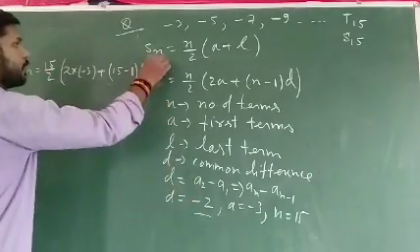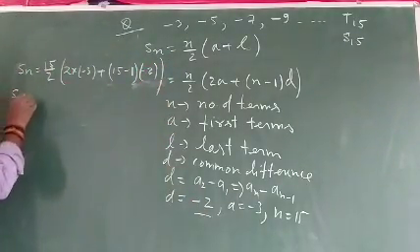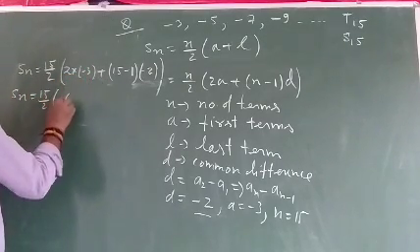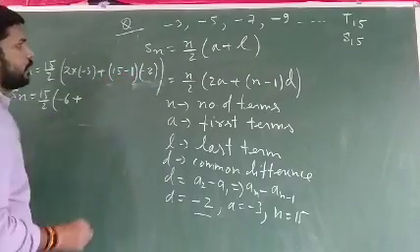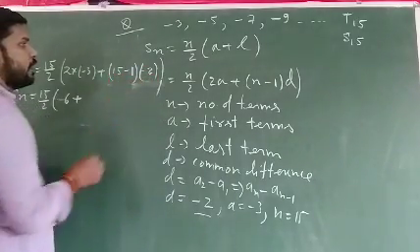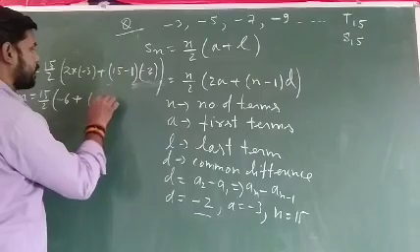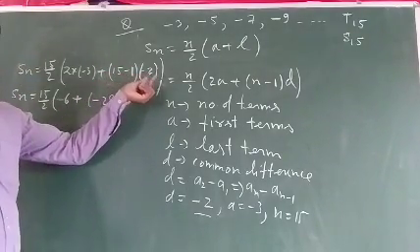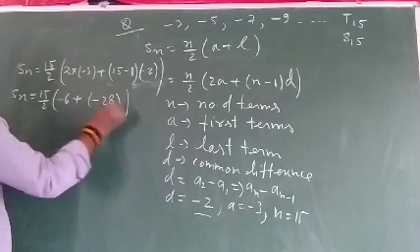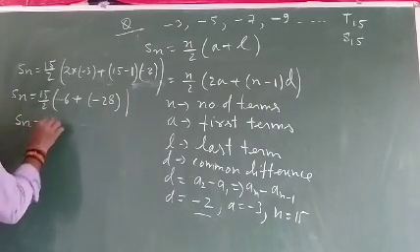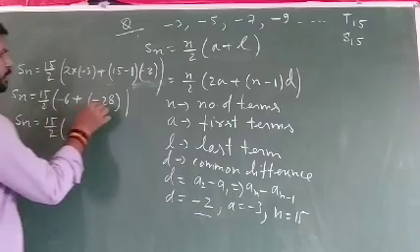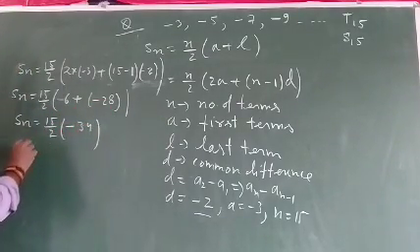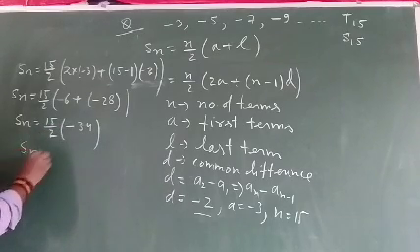Now on calculating, we will find Sn equals 15 by 2 times (2 into minus 3 is minus 6, plus 15 minus 1 is 14, and 14 times minus 2 is minus 28). So Sn equals 15 by 2 times (minus 6 and minus 28). Minus 6 and minus 28 we can have minus 34, and minus 34 can be simplified by 2.